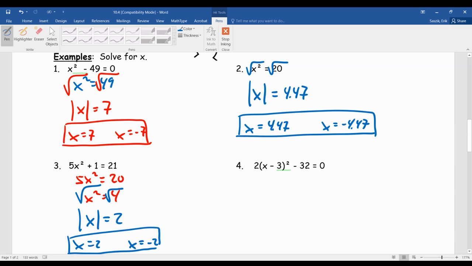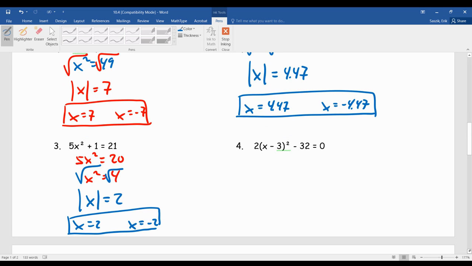Okay, a couple more problems that are a little bit different. Beginning with number 4 here, there are a lot of similarities, but a little bit different in the end. You see in these other ones, we had this x squared that we wanted to get by itself. Here, though, the x is in the parentheses. We want to get this x minus 3 quantity squared by itself.